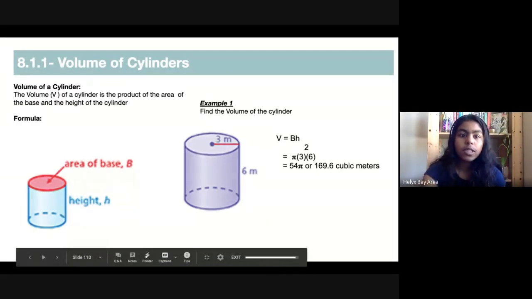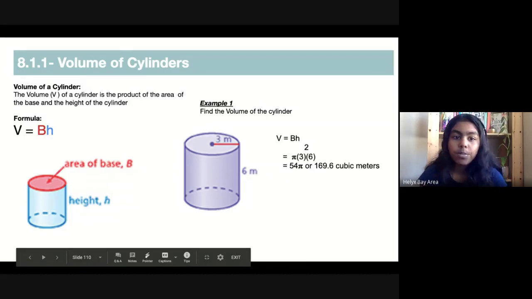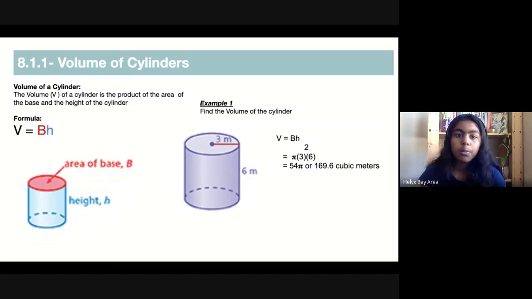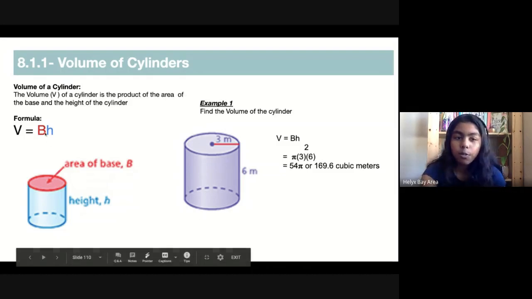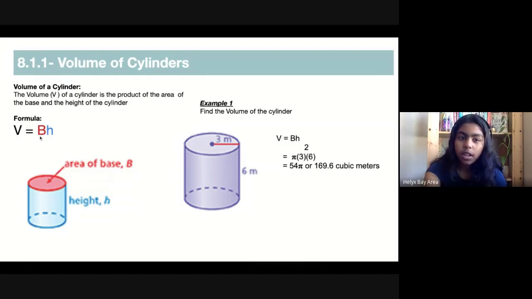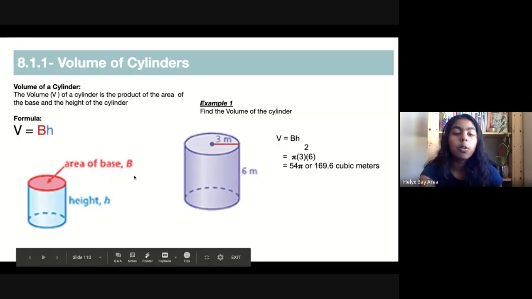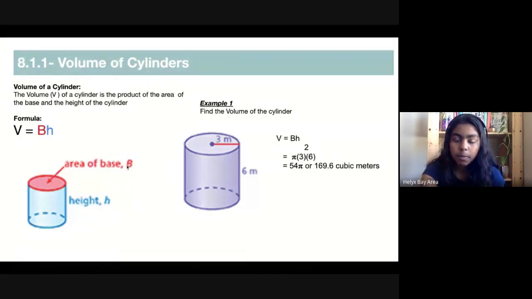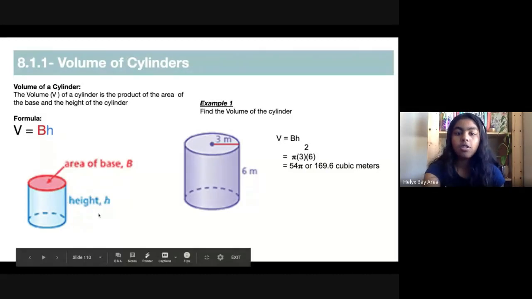So, volume of a cylinder. The volume of a cylinder is a product of the area of the base and the height of the cylinder. So when we translate this into a formula, we're going to get V equals BH. And it's always going to be labeled as big V equals big B and little h. And we can look at the diagram here, and it says the area of the base is big B and the height is h.